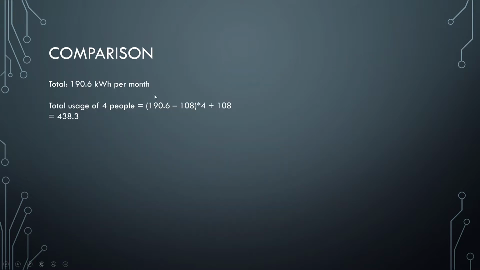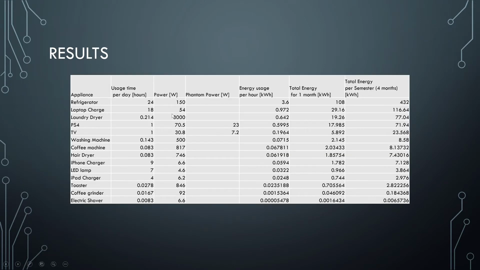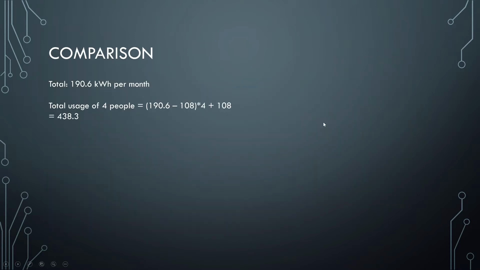Here's a comparison. Based on the table here, I added every kilowatt hour for total energy, and it gives me 190.6 kilowatt hours per month. I have 3 other roommates, and we all use the same refrigerator. So if I subtract the refrigerator from my total, multiply by 4, and then add the refrigerator back, it gives me 438.3 kilowatt hours.